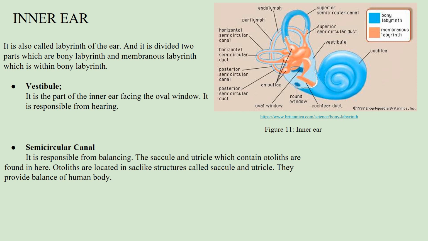The last part of the human ear is the inner or internal ear. It consists of 2 different parts, which are bony labyrinth and membranous labyrinth. As can be seen in figure 11, bony labyrinth is outside of the inner ear, while membranous labyrinth is within the bony labyrinth. Vestibule is the first structure of the inner ear, and it touches the oval window. Semicircular canal helps to maintain balance of the human body. There are 2 structures called saccule and utricle. These structures include otoliths, which are made of calcium carbonate and are responsible for balancing.